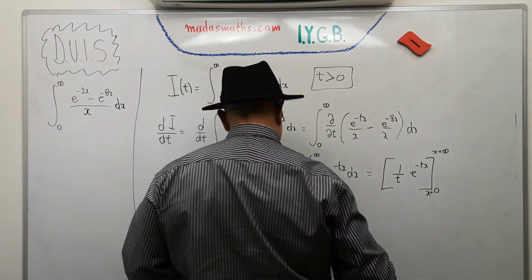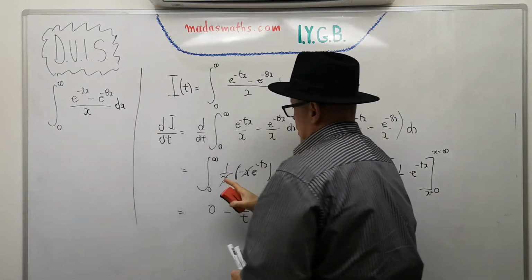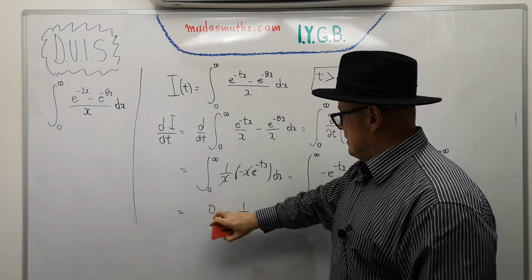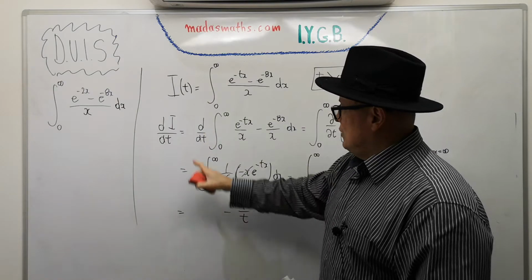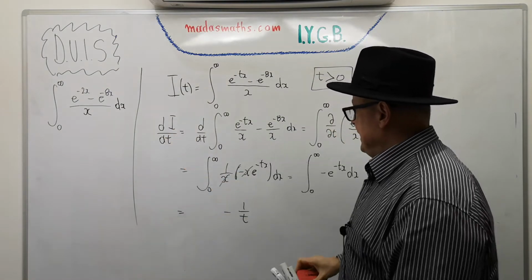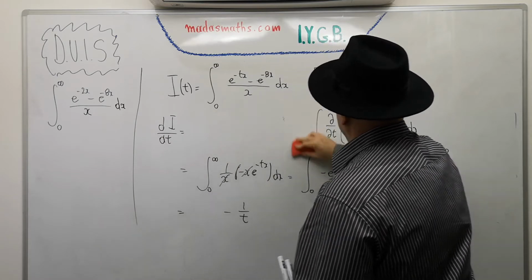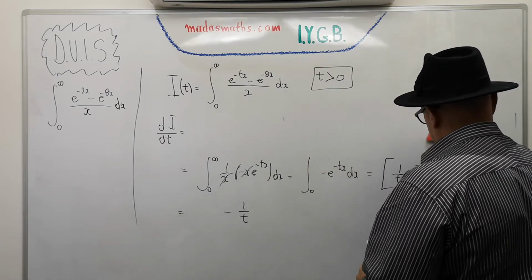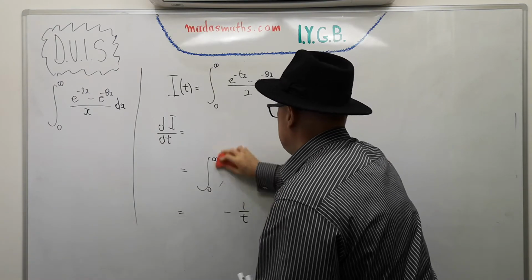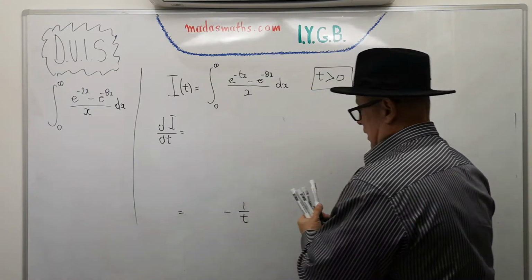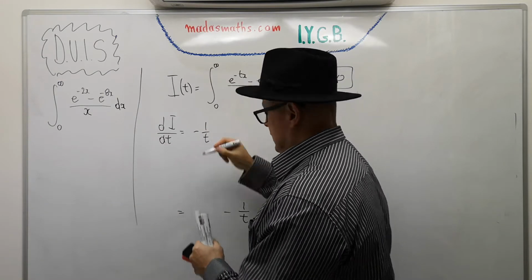Okay, let's clear the board and see what we have achieved so far. Remember, this final answer is not my I of t, but my dI by dt. So let's wrap up to here and put our answer there. We're practically at the end, very close to the final answer. So this is equal to minus 1 over t.